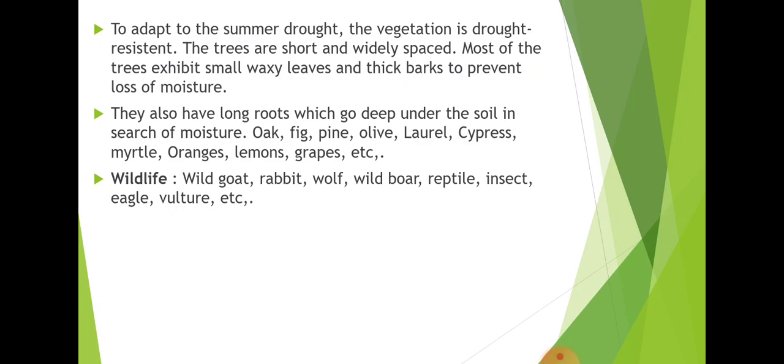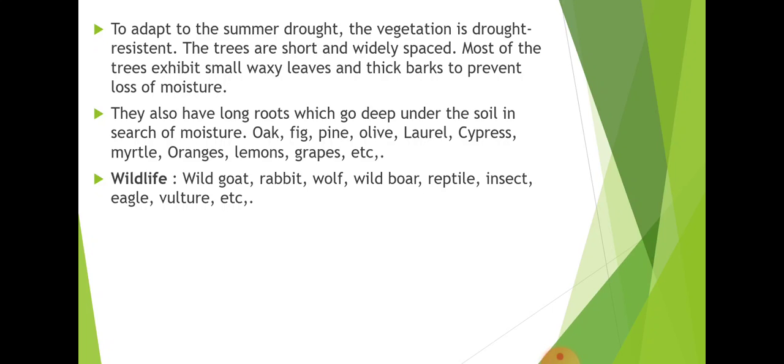Because of the thick bark, the moisture which is in the trees or the plants will remain with the trees, and they do not need excess water or excess moisture. So because of the waxy leaves and thick bark, this helps them to prevent the loss of moisture, because those areas were not full of water because of the temperature and all.